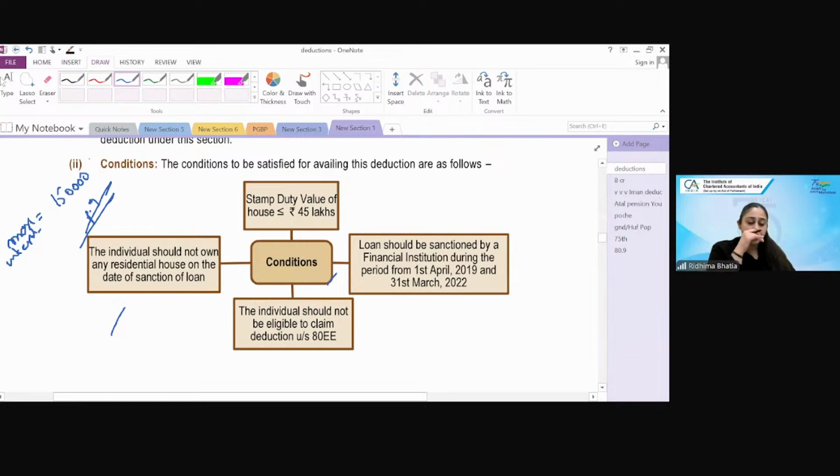In 80EE you're only getting 50,000. Again, this is only for an individual, resident or non-resident does not matter. Another condition is that the stamp duty value of the residential house should be up to 45 lakhs. There in 80EE they just used the term value, and that too value up to 50 lakhs. Here they have restricted the term to stamp duty value.